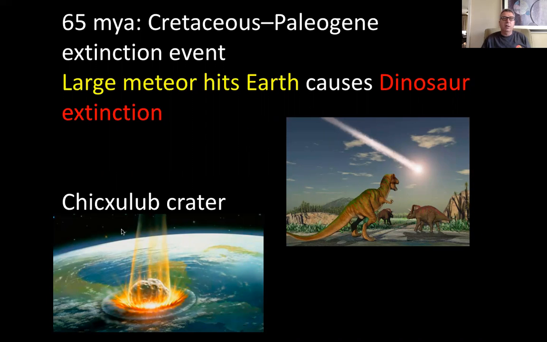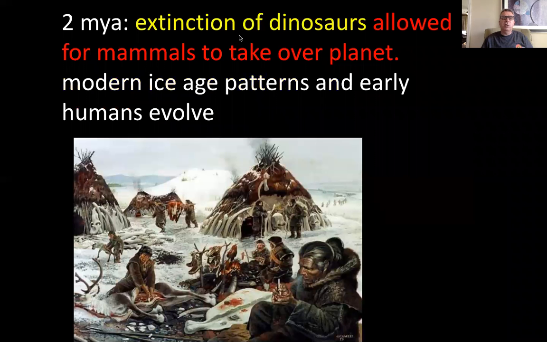And this is the crater in Mexico, the Gulf of Mexico, I believe, or not the Gulf of it, but right outside of Baja. And then that extinction of the dinosaurs allows mammals to take over. All right, so the cause is the extinction of dinosaurs, and then the effect is mammals to take over.